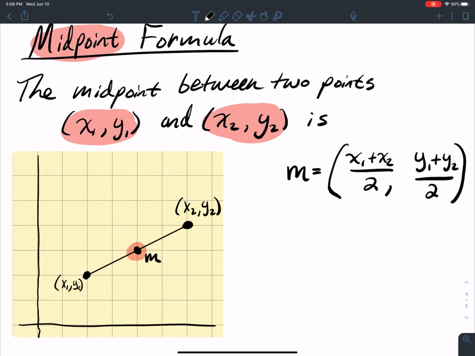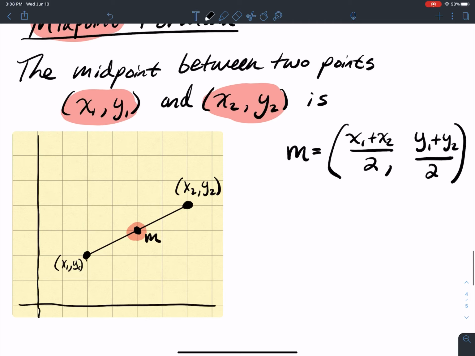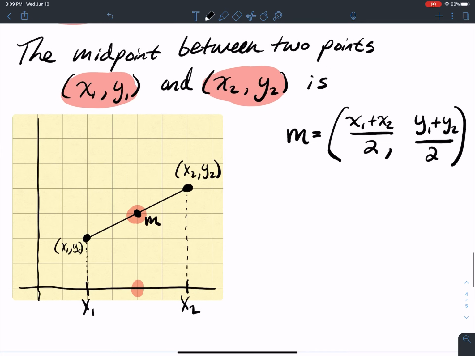Now, why is this the formula? Okay, let's think about this. Well, the x value for this first point is x1, and the x value for that second point is x2. How do I find the point that's in the middle there for the x value? Well, to find the middle number, say you made 100 on the first test and a 50 on the second test, how do you average those two? You add them up, x1 plus x2, and then you divide by 2. And that's where this middle point value is coming from.